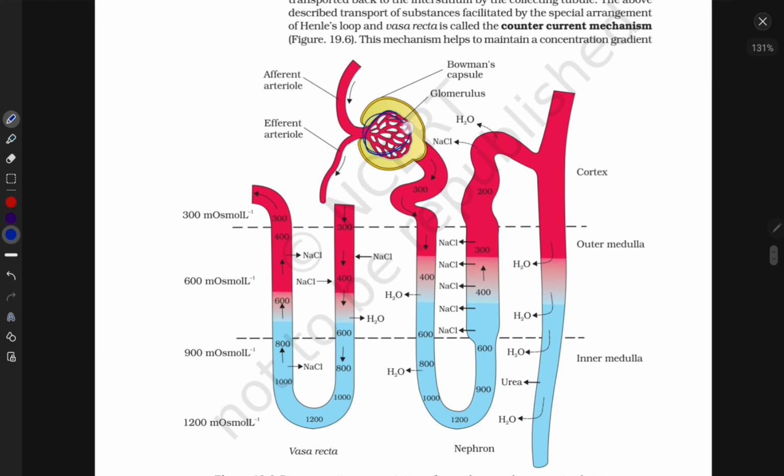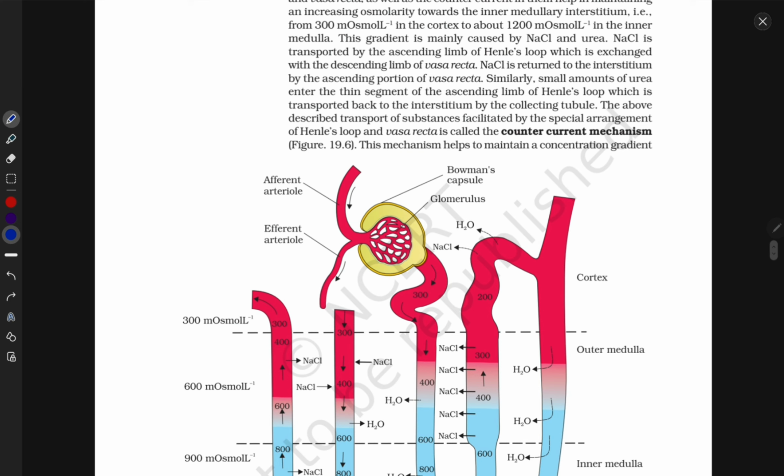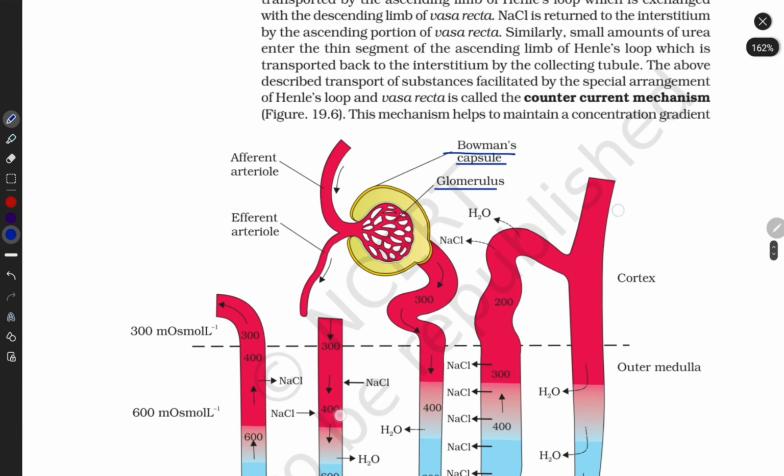This is the glomerulus part. And this cup-like structure is Bowman's capsule. Clear, guys? This is the glomerulus part. What do they do? The function of glomerulus is filtration. Bowman's capsule, the cup-like structure, what does it do? Filtration. Alright.